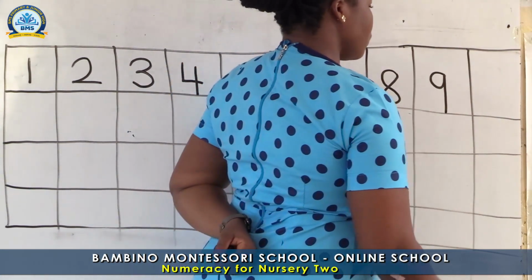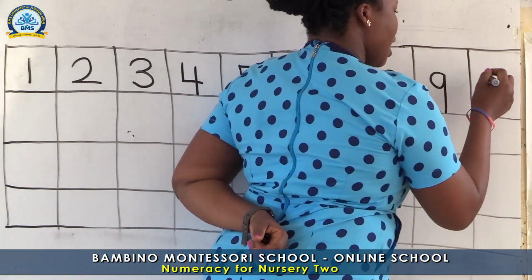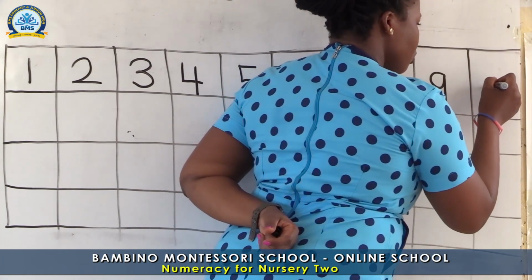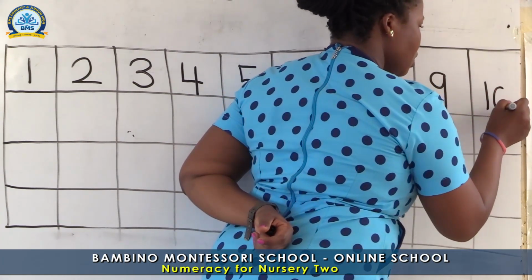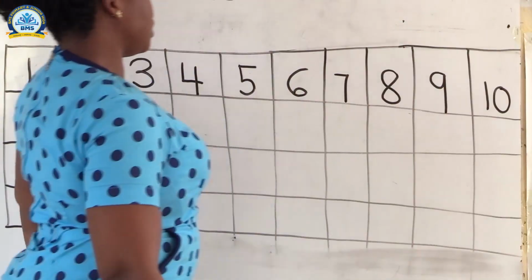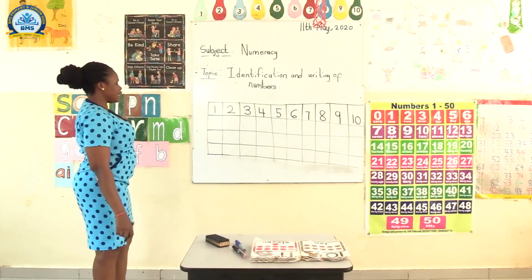From 9 we go to what? 10. And how do we write 10? Your 1 first and what? Your 0. Now, from 10 we go to 11.